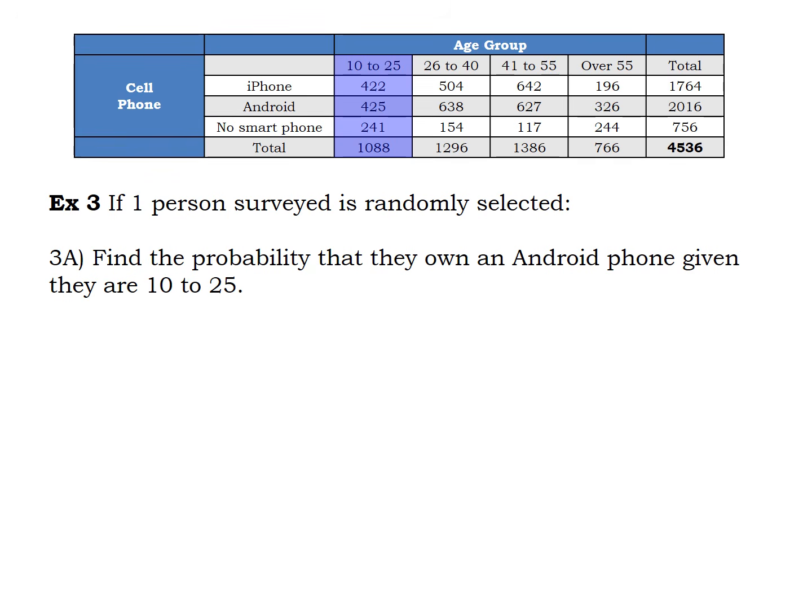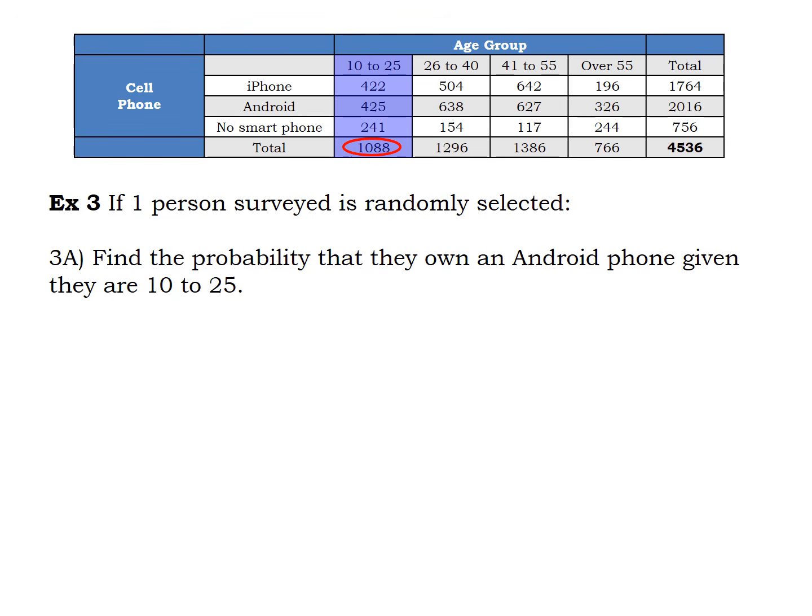So we look at the 10 to 25 column. There are 1,088 people to choose from. So that's our denominator. Remember, the two questions we ask ourselves. At this moment, how many are there to choose from? Well, given they're in the age group 10 to 25, there are only 1,088 to choose from right now.